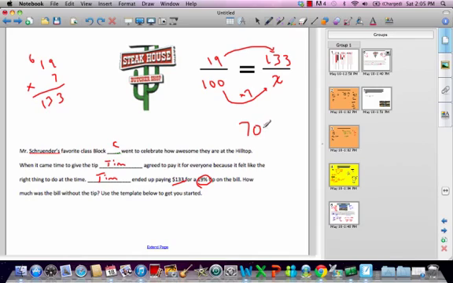Hopefully you understand how we got there. Part to whole again. The bill would be $700 plus the tip would be $133. The total meal would be $833.